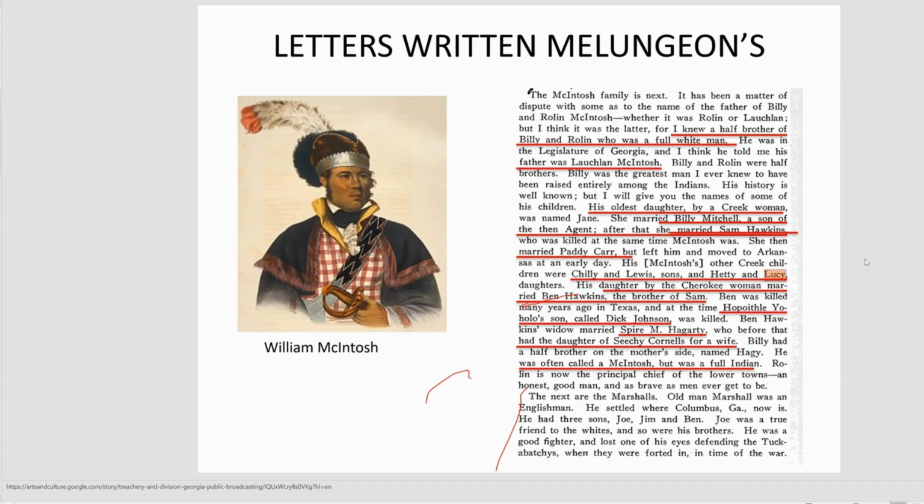His oldest daughter by a Creek woman was named Jane. She married Billy Mitchell, a son of the then agent. And then she married Sam Hawkins, who was killed at the same time McIntosh was. Then she married Patty Carr. Then it goes on to say Chili and Lewis's sons and Hetty and Lucy's daughters got together. His daughters by the Cherokee woman married Ben Hawkins, the brother of Sam.